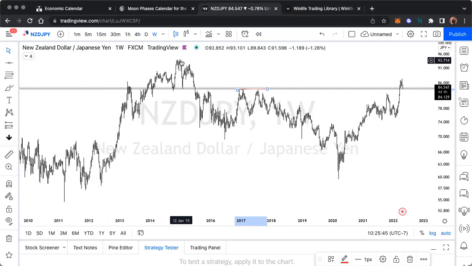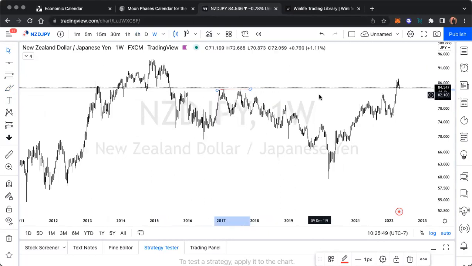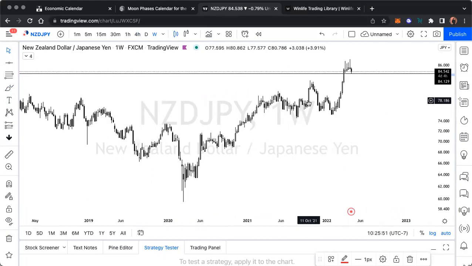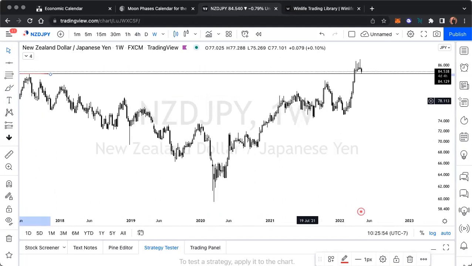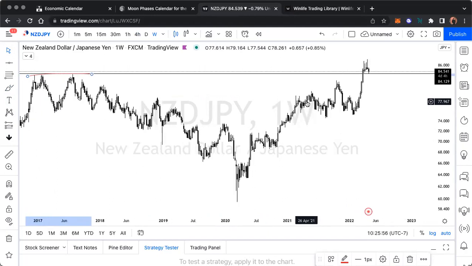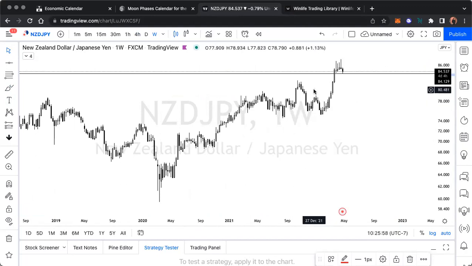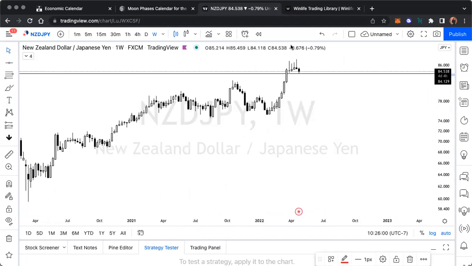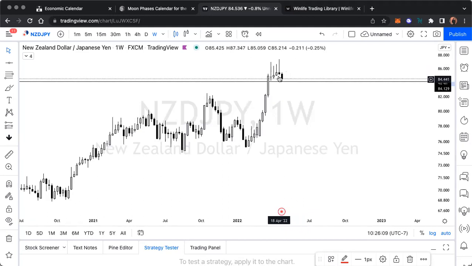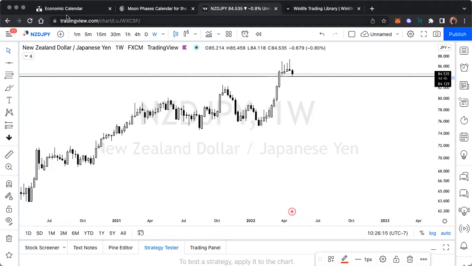Back in 2015, it used this as a support, trapped under it, around 84.5. So now we have a clear bull, a few weeks of trapping here. Last week we closed bearish. This week we opened up and we're fully bearish back into that area.